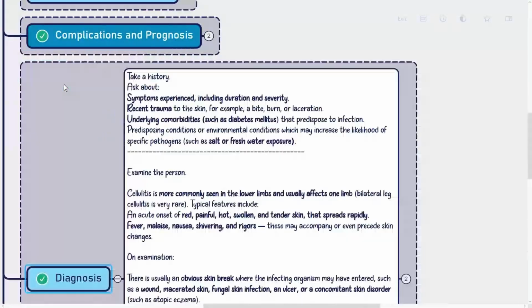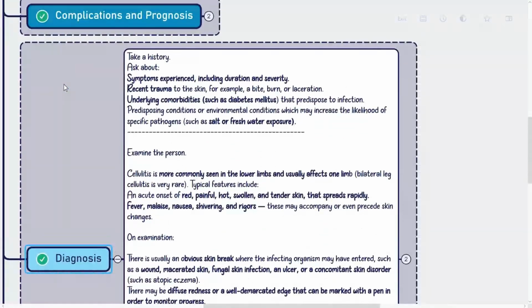Take a history. Ask about symptoms experienced, including duration and severity. Recent trauma to the skin, for example, a bite, burn, or laceration. Underlying comorbidities, such as diabetes mellitus, that predispose to infection. Predisposing conditions or environmental conditions which may increase the likelihood of specific pathogens, such as salt or fresh water exposure.